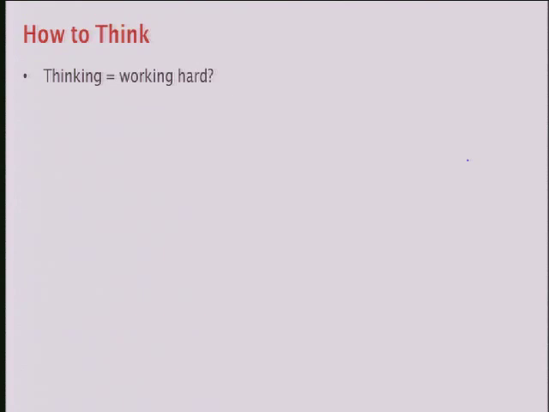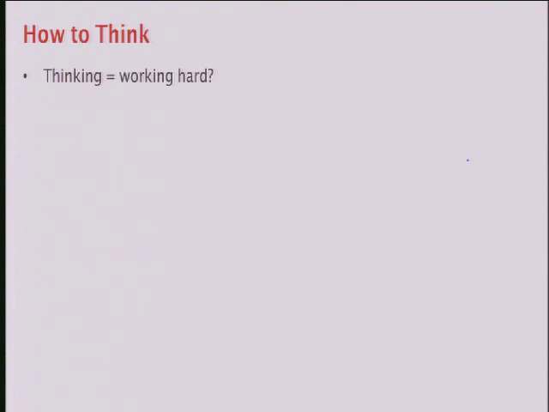So for example, I'm sure many of you have had it drilled into you that thinking is the same as working hard, that when you're thinking, you should be furrowing your brow, your head should ache when you're thinking. How many people think thinking should be hard, or that it is hard?